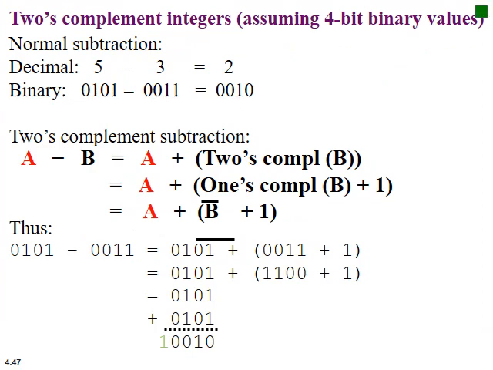So let's do some examples for you to see how this works with 2's complement integers. Just take note, we are going to use 2's complement integers now, and assuming it's 4-bit binary. So let's just look at some normal subtraction. We all know that 5 minus 3 gives us 2. And if we just convert that into binary, it's 0101 minus 0011. That will give us 0010. So that 10 there is 2. Okay, so nothing new there. That's the normal mathematical way of doing the subtraction.